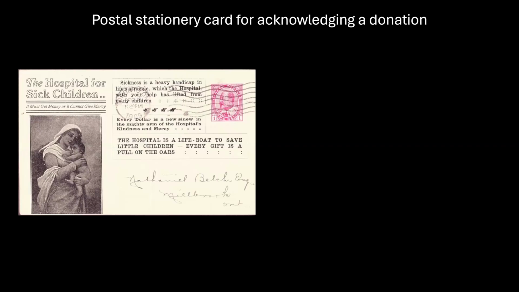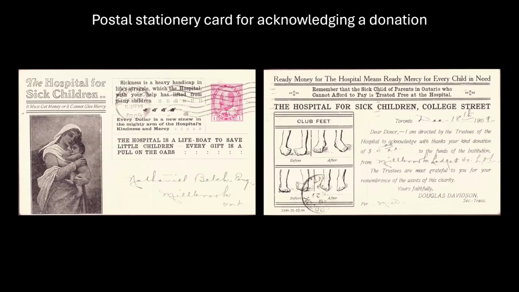So I came across this card, and I was interested in it because on the back of the card there was an illustration of before and after pictures of club feet, which is a malformation that some children are born with, and it can be corrected by orthopedic surgery. And this is 1909, so children were lame, unable to walk properly, unless you corrected this malformation.